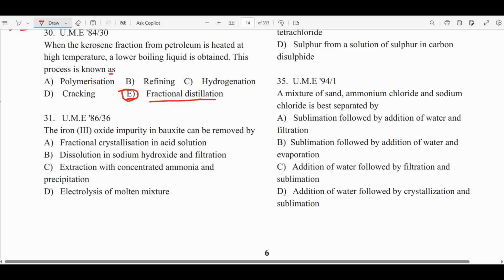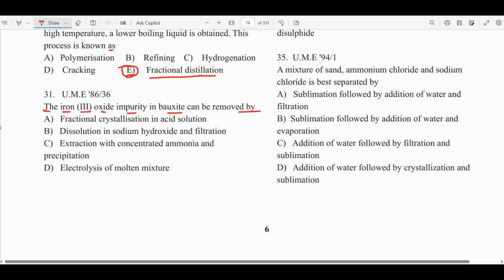Now question 31. It says the iron 3 oxide impurity in bauxite can be removed by. Now this is taking us to extraction of metals. Now this is one of the everyday application questions. Remember, one of the objectives of the syllabus is to apply what you have learned in every topic to everyday application. Of course, iron 3 oxide impurity in bauxite does not react with or in alkali.